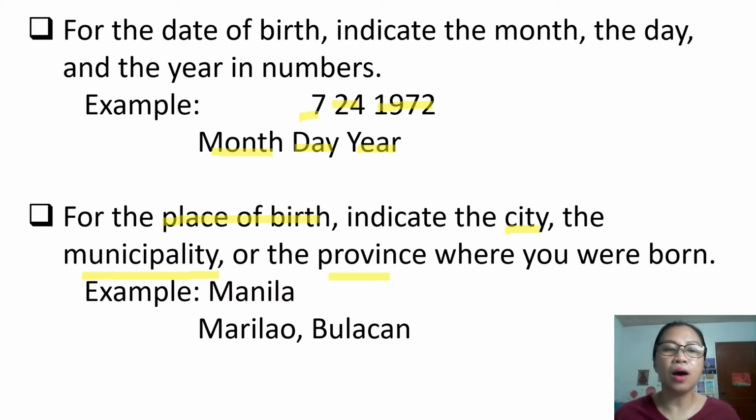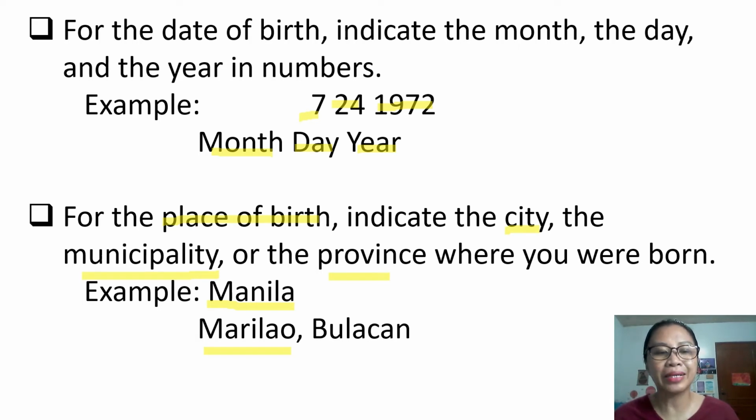Even though some of you live here in Manila, some were also born in the provinces. So you have to write that there. If you were born in Manila, you write Manila, or if you were born in Bulacan, this is an example of a province, and you also write the city or the municipality of the province.